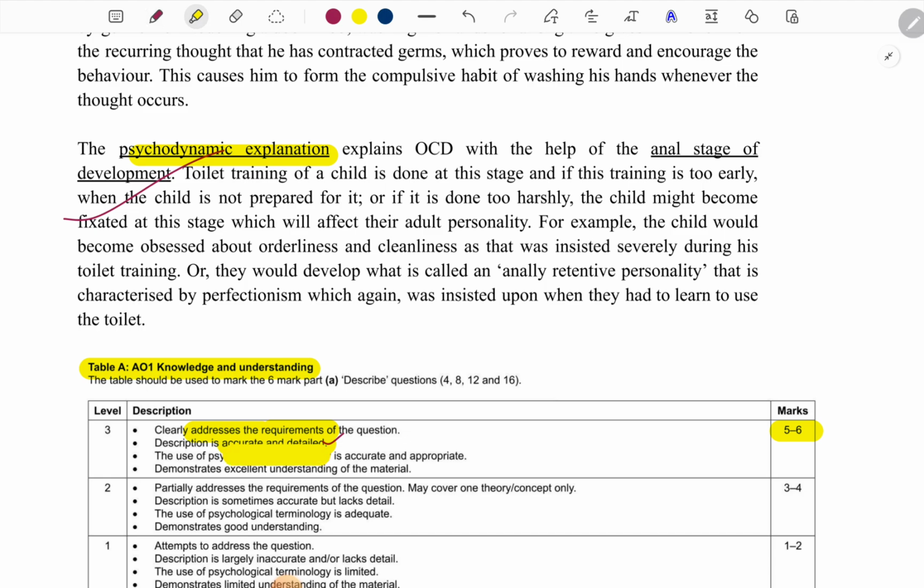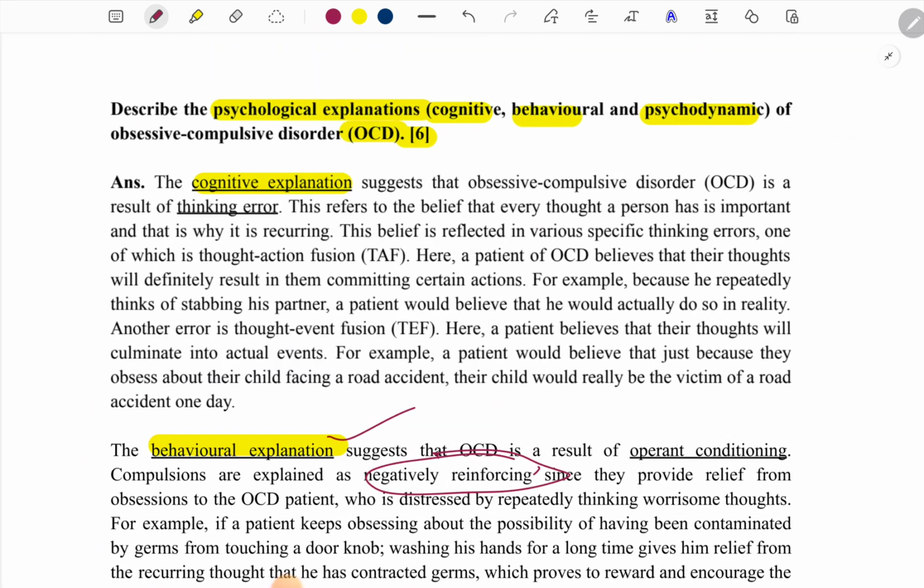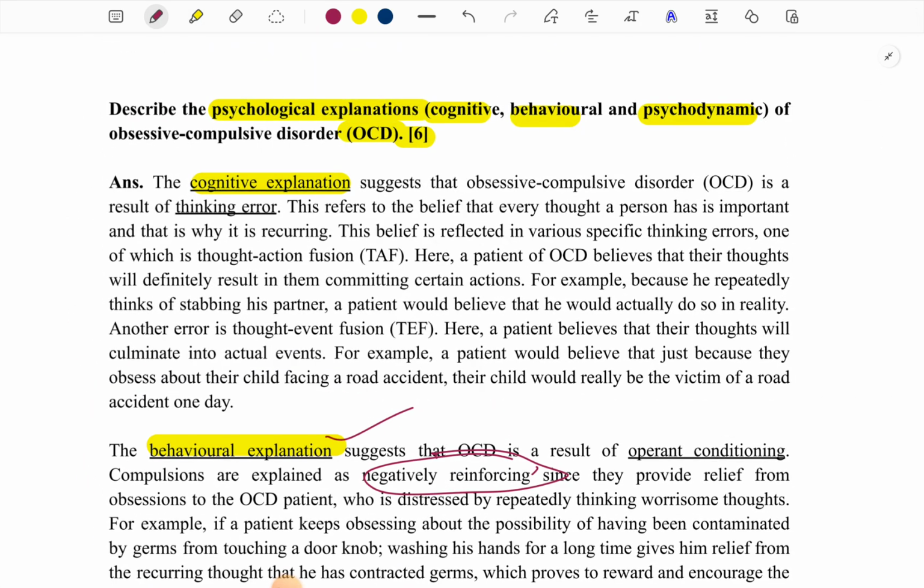Next requirement is you have to use psychological terminology. Just recently I was checking so many answers where there's no terminology. For example, if we are talking about cognitive explanation, a relevant term under this is thinking error. I have seen students writing faulty thinking. Faulty thinking is not the correct terminology to be used here. Terminology means the terms given under that explanation by the theorists who have given that explanation. You don't have to remember the name of the theorist everywhere, but they have given certain terms. You have to know those.